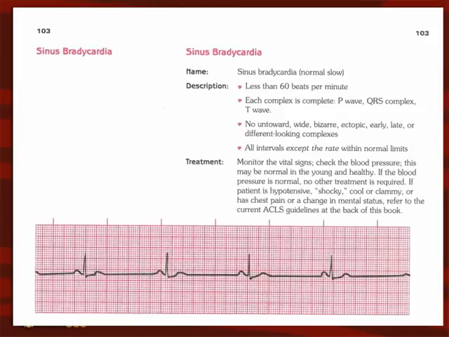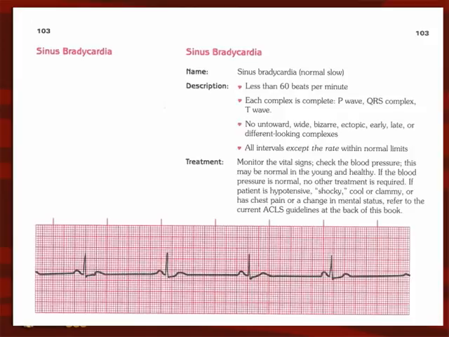Is there a P wave? Is there a QRS complex? And is there a T? If so, you know you have complete complexes. Because there is a P wave, you know you have sinus rhythm. Because you have a QRS complex, you know you have a ventricular contraction. There are no weird or bizarre looking complexes. And all the intervals, except the rate, are within normal limits.